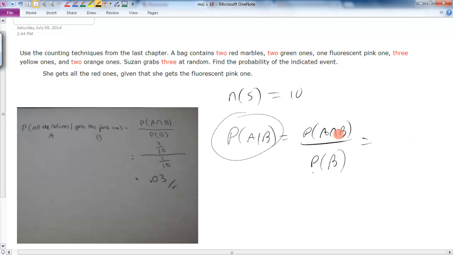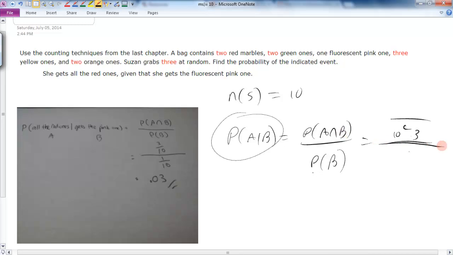The probability of A and B is saying, what's the probability of her getting all the red marbles and getting a fluorescent pink one? That means you have to do the old counting problems like you did in the past. So therefore, she's pulling 3 marbles out of the bag. So therefore, there's 10 marbles, and she has to choose 3 of them. That's the denominator of this part right here.